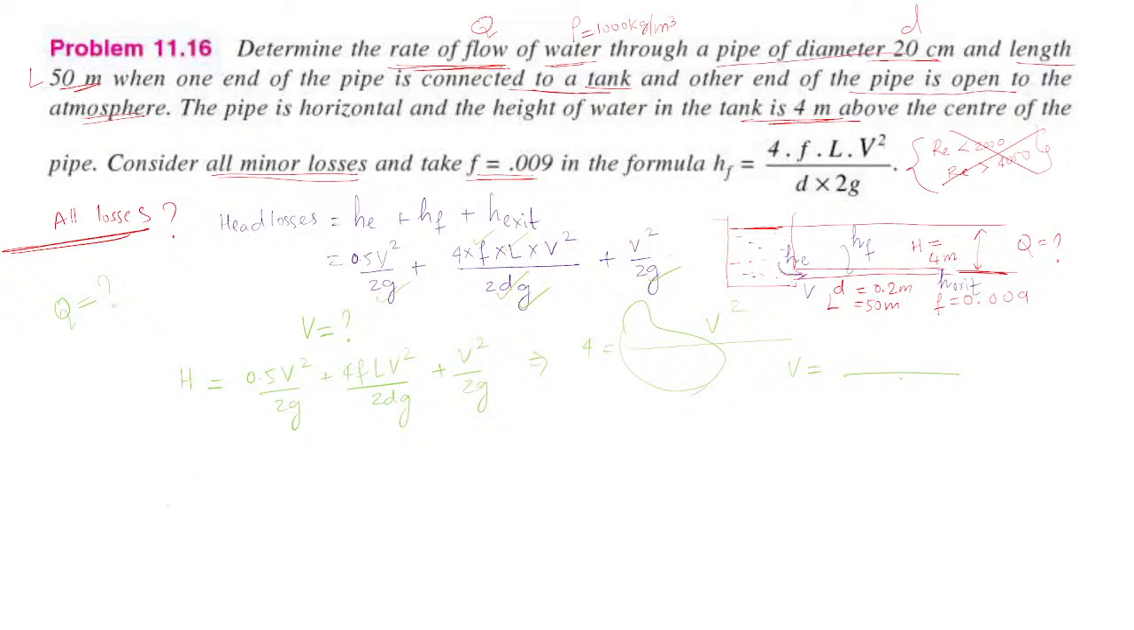Now according to the continuity equation, you know that Q equals A into V. So once we obtain the V, we know the A is area, we know the diameter, that is Q equals pi by 4 D square into V. So this value is known. So from this equation we will know the value of V. So we can find the Q value in terms of meter cube per second.